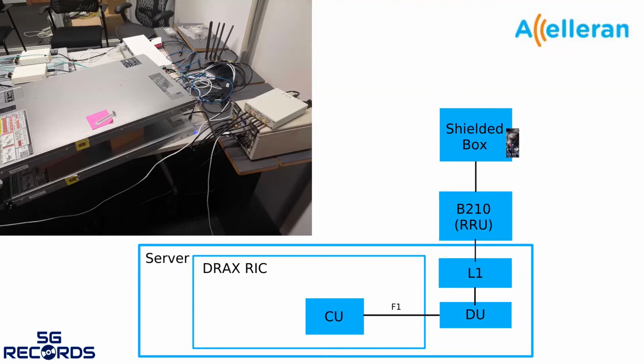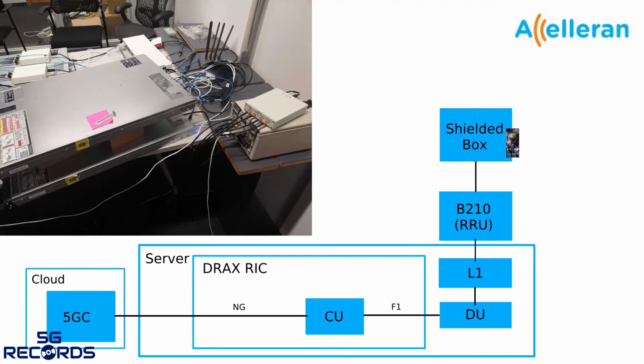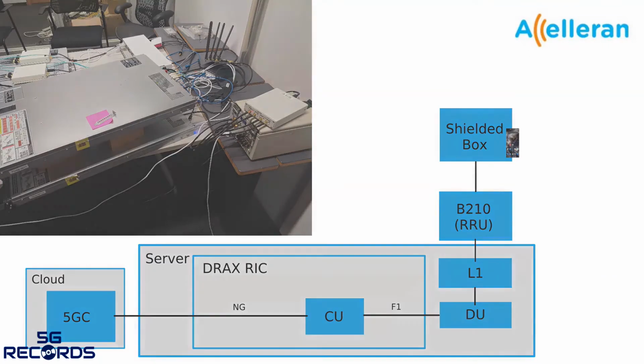the CU via the F1 interface. From the server, the CU was also connected via the NG interface to the core. This is going to be the setup used for the demo to make an end-to-end connection with the phone. Now let's go to the demo itself.